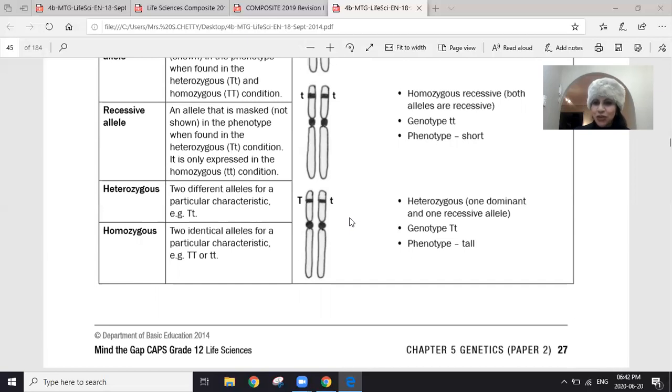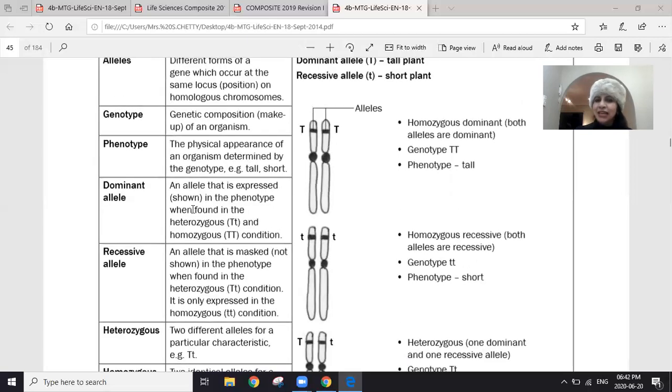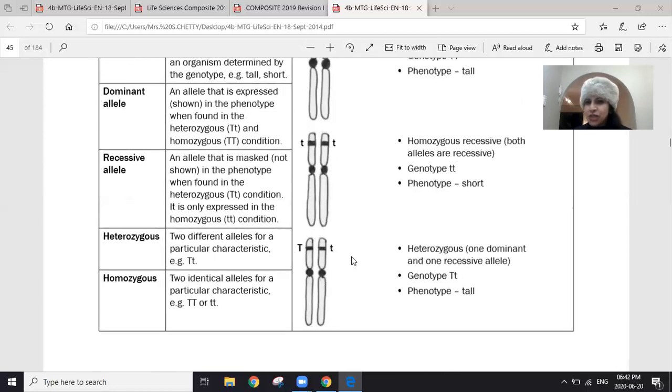So thus we know the concept of dominant allele, whether it is homozygous dominant or heterozygous dominant, the dominant characteristic would show. So when will the recessive characteristic show? Only when both the recessive alleles are found. So it is an allele that is masked in the phenotype when found in a heterozygous condition, as you see here.